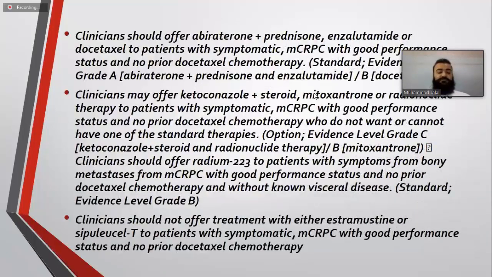The treatment options include: clinicians should offer abiraterone plus prednisone, enzalutamide, or docetaxel to patients with symptomatic metastatic castration-resistant prostate cancer with good performance status and no prior docetaxel chemotherapy. Clinicians may offer ketoconazole plus steroid or radionuclide therapy to patients with symptomatic metastatic prostate cancer with good performance status and no prior docetaxel chemotherapy who do not want or cannot use one of the standard therapies. Options include ketoconazole, steroid, and radionuclide therapy.